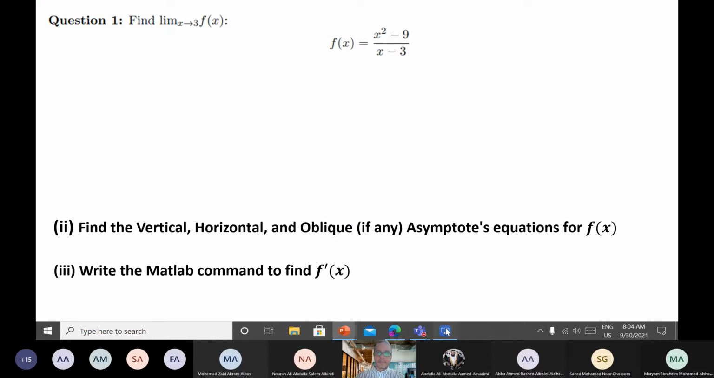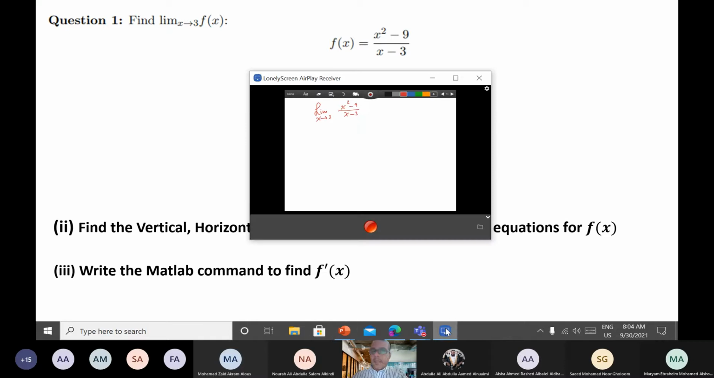Guys, 9. How did you get 9? Because we will change x squared minus 9. It will be x minus 3 and x plus 3. You factorize this one into x minus 3 times x plus 3. And we have in the denominator x minus 3, so you can cancel out this one. So x plus 3.